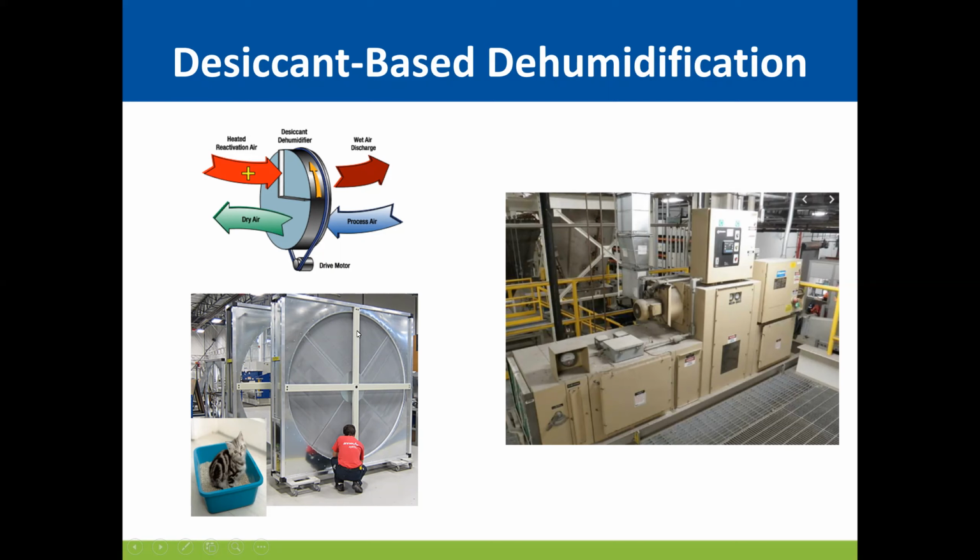And then we reject that moisture by heating a portion of this wheel as it rotates. So it's rotating in one direction and picking up the moist air from the room, and then it continues to rotate, and then we blow hot air over it to recharge that desiccant, and then we might blow cool air over another section of this desiccant so that we're not adding heat back to the room.